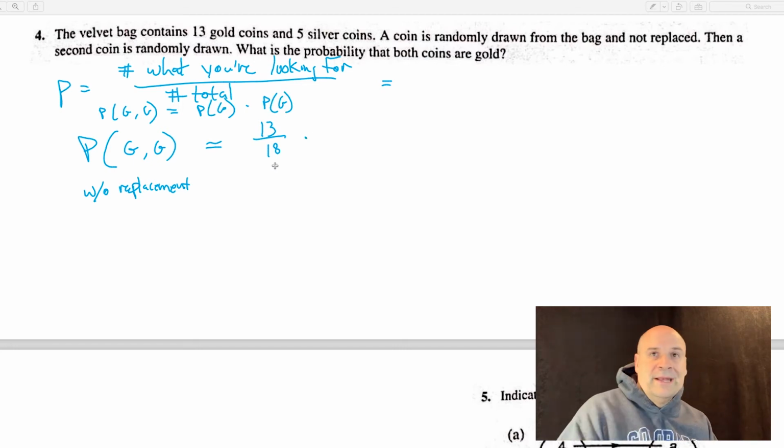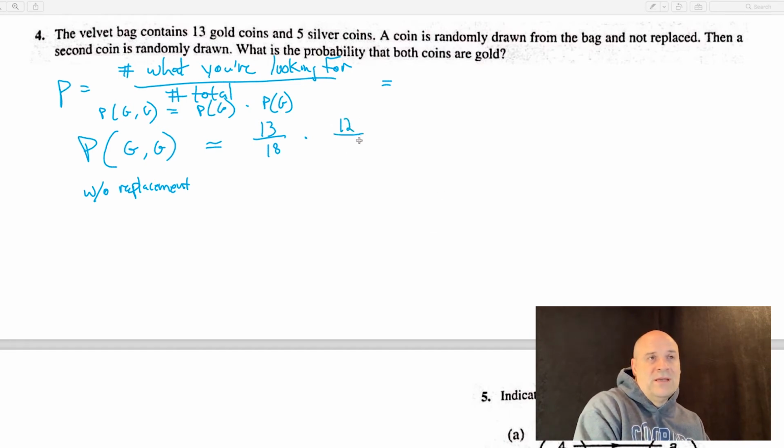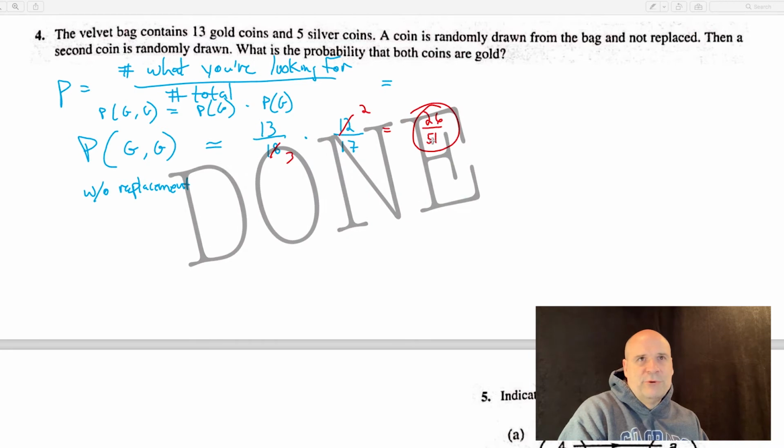Okay? All right, now you didn't replace it. So how many gold coins are now in the bag? One less gold coin, so now you have 12 gold coins. And how many total coins are left in the bag? Well, one less total coin. So this is your multiplication problem. We can do this. Let's do some cross reducing. 6 goes into both of those, 2 and 3 times, so you get 26/51. Okay, that's it. That's the probability.